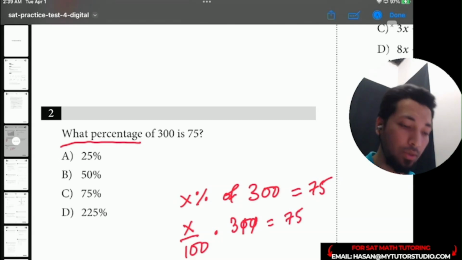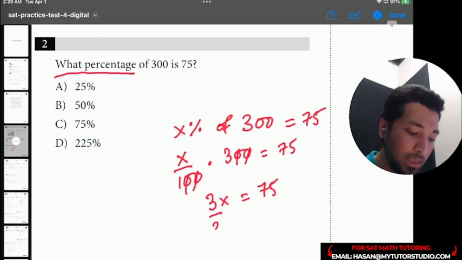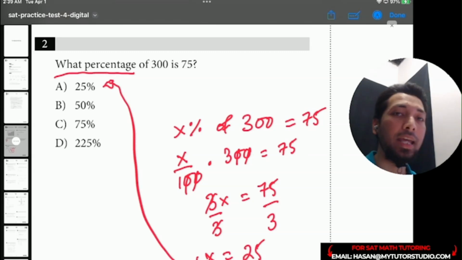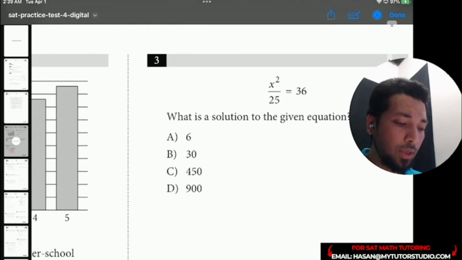We can cancel out these zeros. We have 3X is equal to 75. Divide both sides by 3. We get X is equal to 75 divided by 3, which is 25. And that is option number A. Let's look at problem number 3.